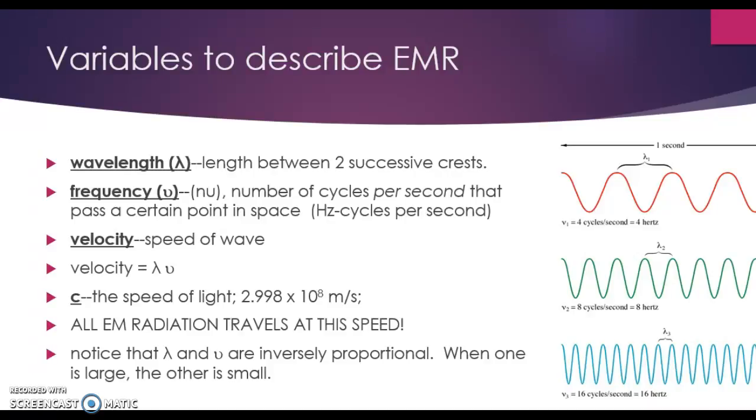You can see that because the wavelength and the frequency multiply together to equal a constant, as one goes up, the other goes down. They are inversely proportional. So as wavelength is large, the frequency is small, and vice versa.